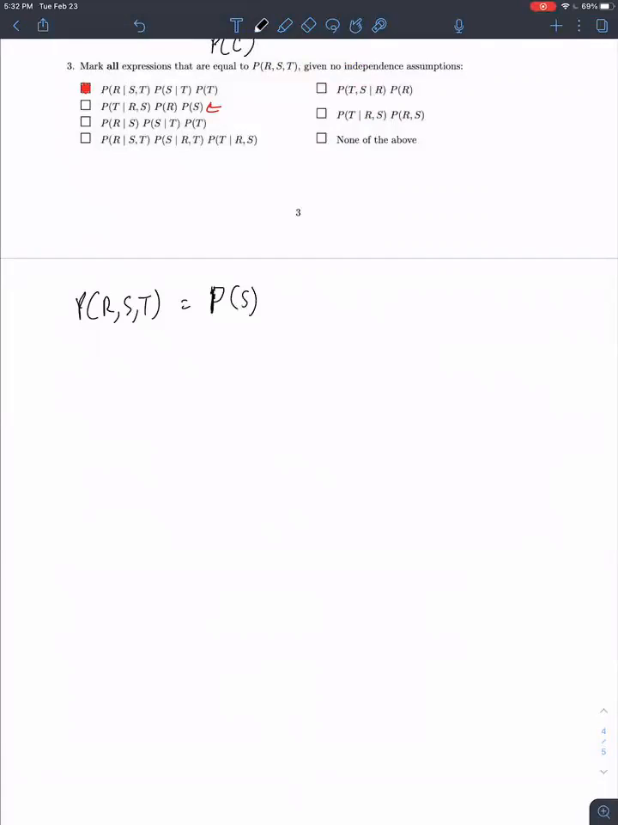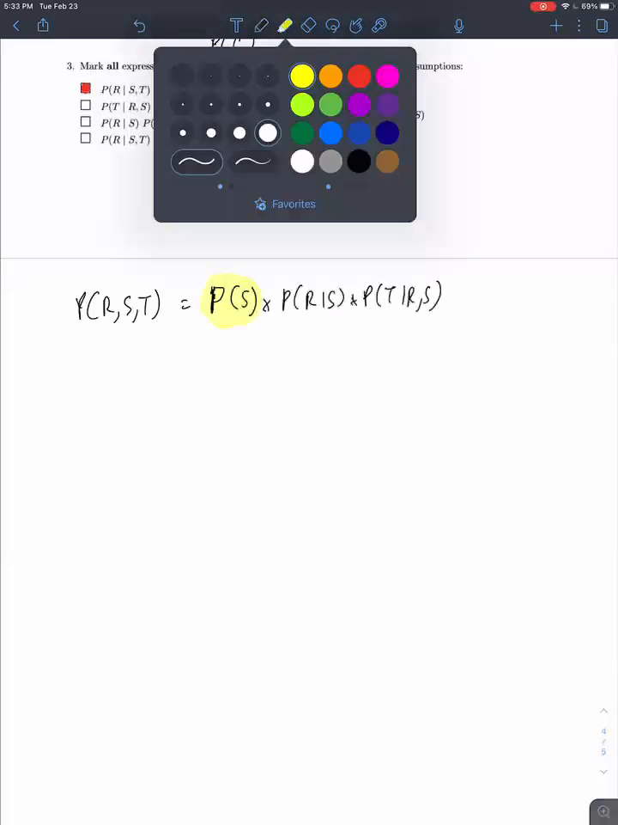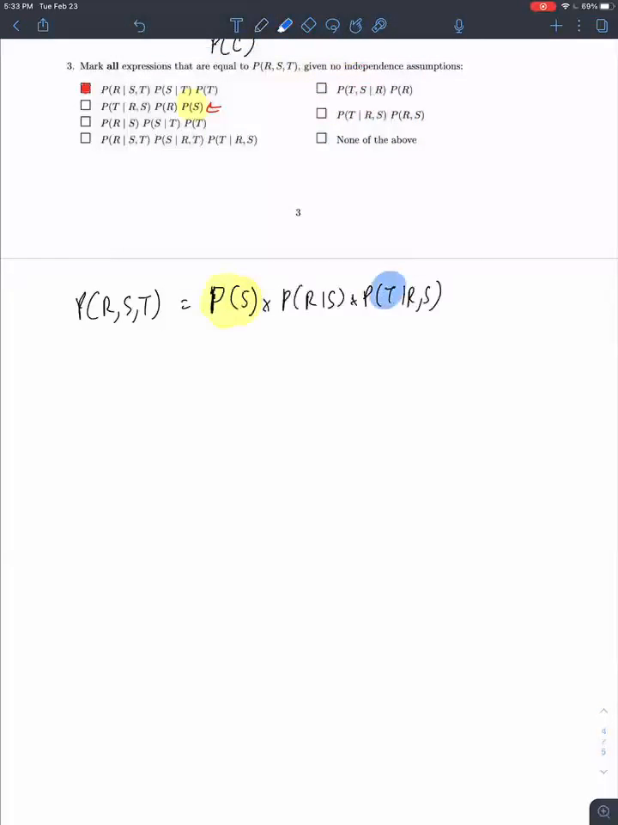Probability of S times probability of R given S times probability of T given R and S, right? And now what we notice is that this probability of S here, that's the term we had. This probability of T given R and S term here, that's the term we had. But there's a problem, right? Here we have probability of R, here we have probability of R given S. And probability of R does not have to be equal to probability of R given S. That's only true if R is independent of S. So this one, not equal. All right, sad.